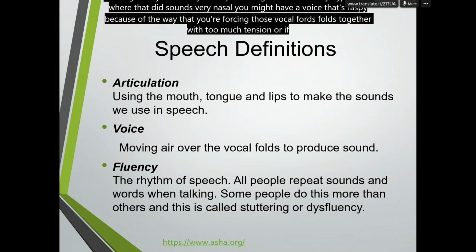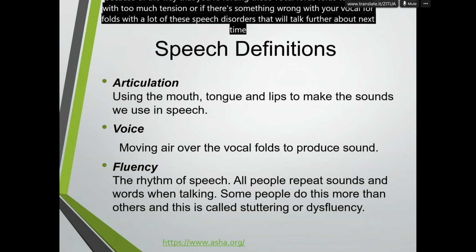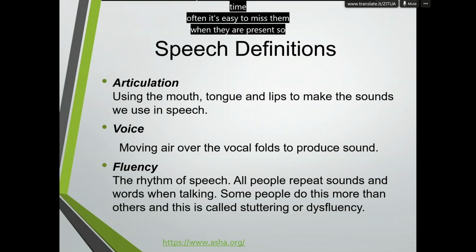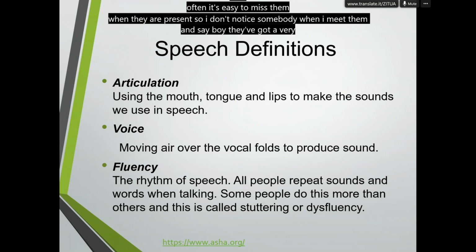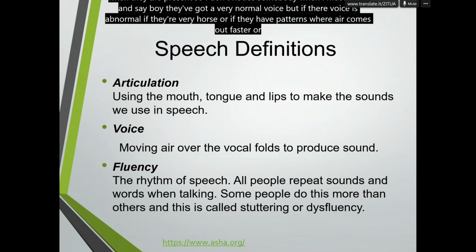With a lot of these speech disorders that we'll talk further about next time, often it's easy to miss them when they are present. So I don't notice somebody when I meet them and say, "boy, they've got a very normal voice." But if their voice is abnormal, if they're very hoarse, or if they have patterns where air comes out faster or slower in bursts, I notice that.